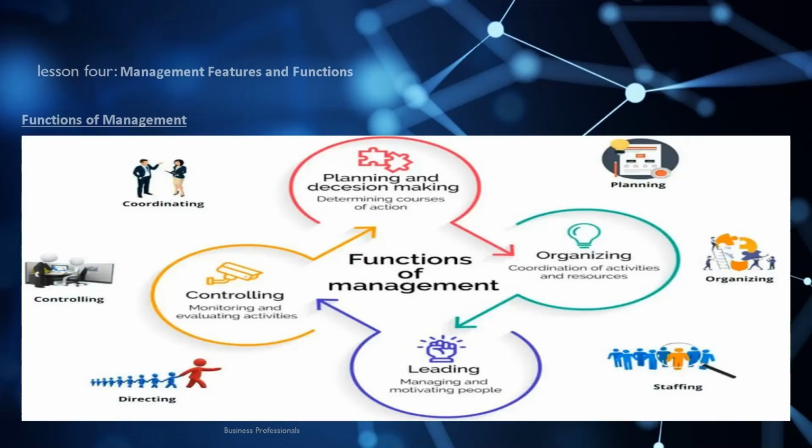Management functions. According to Henry Fayol, to manage is to forecast and plan, to organize, to command, and to control. Whereas Luther Gulick has given a keyword POSDCORB, where P stands for planning, O for organizing, S for staffing, D for directing, CO for coordination, R for reporting, and B for budgeting. But the most widely accepted are functions of management given by Koontz and O'Donnell, i.e. planning, organizing, staffing, directing, and controlling.